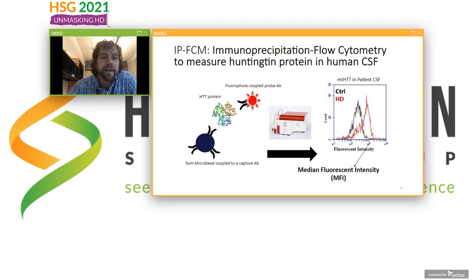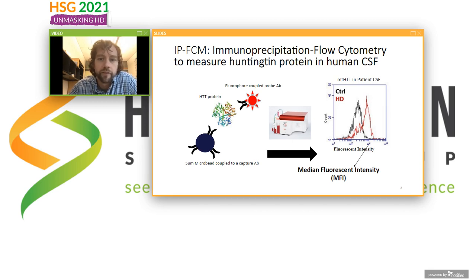So we use a technique called IPFCM, or immunoprecipitation flow cytometry. In IPFCM, we use 5-micron microbeads coupled to capture antibodies, and these allow us to capture protein out of a solution. In this case, we're capturing mutant Huntingtin protein. We then use fluorophore-coupled probe antibodies that also bind to a different spot on the same protein, and we run these beads through a flow cytometer.